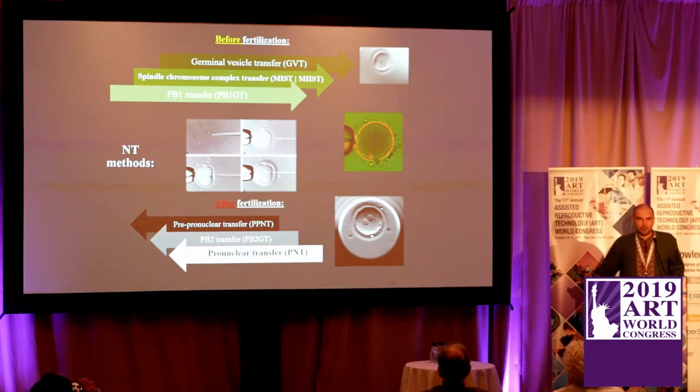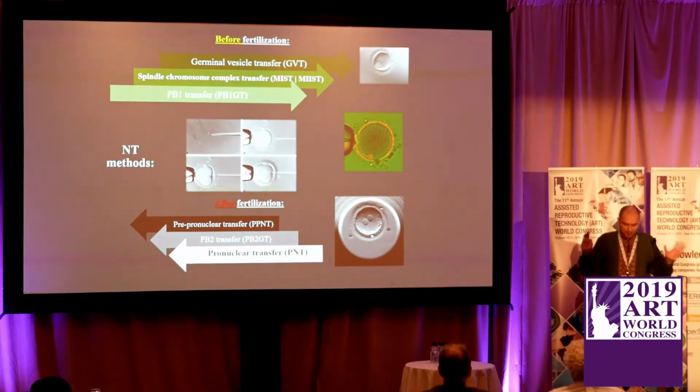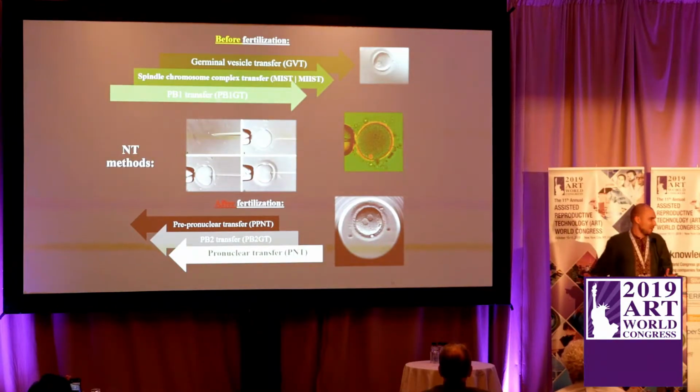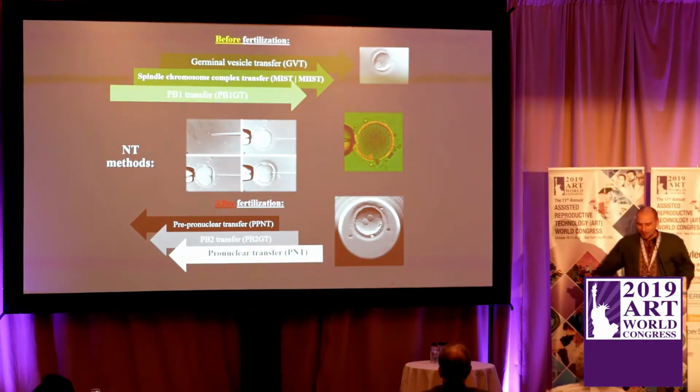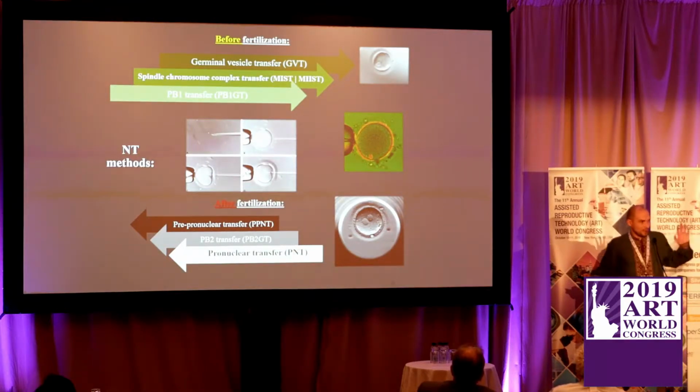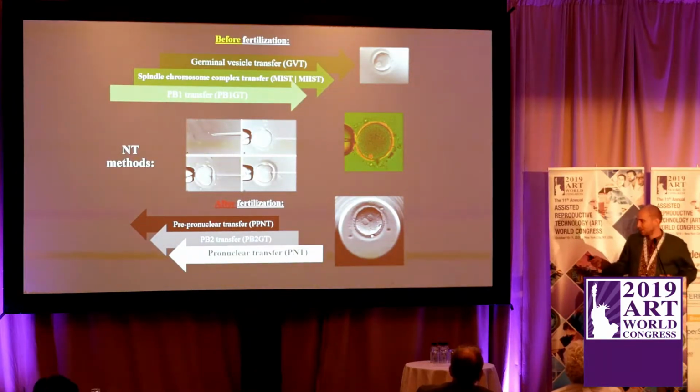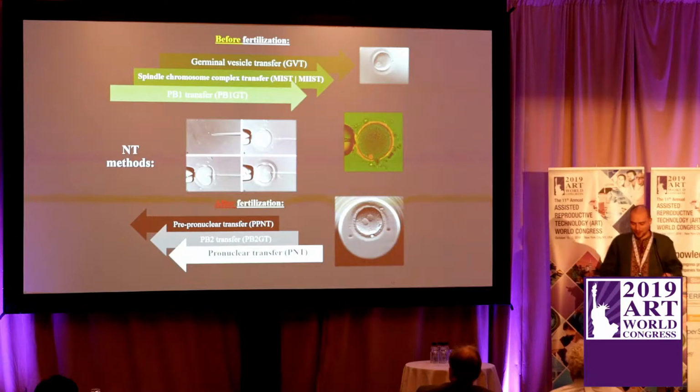Now we have 7 types of nuclear transfers. 7. Probably in some years someone will invent even more, I don't know, but my fantasy stops here. Because previously, several years ago, there were 6 types of nuclear transfers, but our Chinese colleagues invented the prepronuclear transfer. I'll show it a bit later.